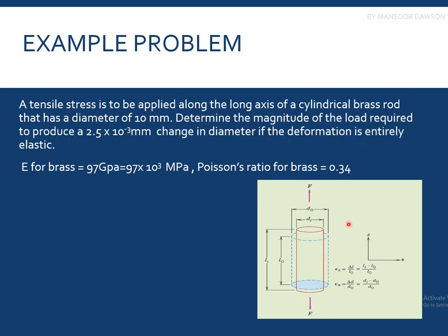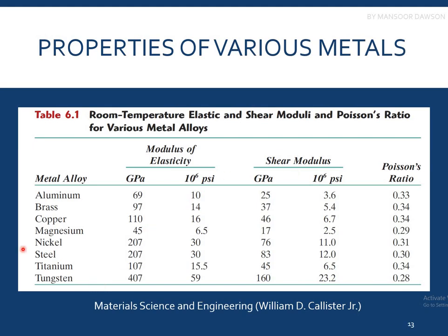So we know that the deformation is in the elastic region, so we can use the modulus of elasticity, and the change in diameter of the specimen is given as 2.5 micrometers. If you're not given the elastic modulus or the Poisson's ratio, we can find them for brass in the table. You can see that for brass the modulus of elasticity is 97 and the Poisson's ratio is 0.34.